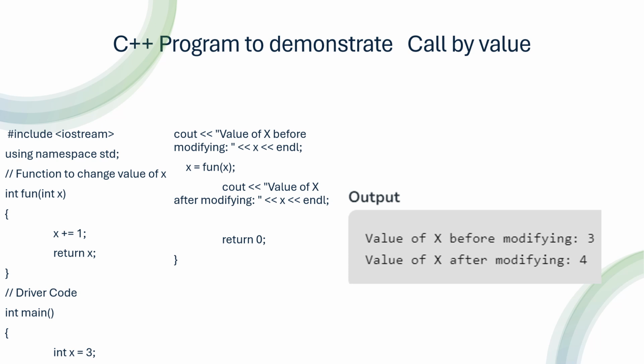Next is the driver code, the main execution. In the main function we initialize x equal to 3, and cout the value of x before modifying. So the x value will be 3 before modifying. After that, x is equal to fun of x. So here we are calling the function by value. When we call the function, the compiler just jumps to the integer function.